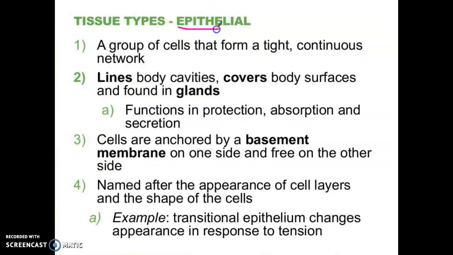The first type of tissue that your book goes through is epithelial tissue. A lot of times we think of epithelial as skin, right? I think for many people that's the first thing that comes to mind. However, we have epithelial that's not just on the outside of our body. If we think of skin, it's that tight, continuous network that forms a covering. We have the same basic type of tissue, epithelial tissue, that lines body cavities, covers body surfaces, and we even find it in glands.